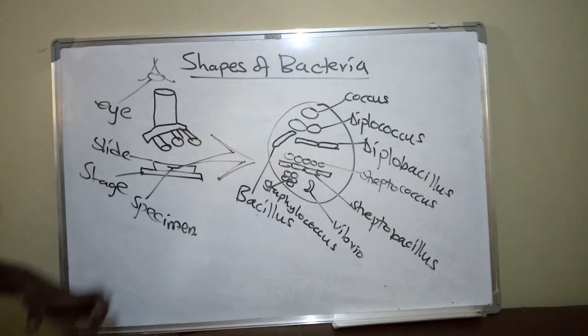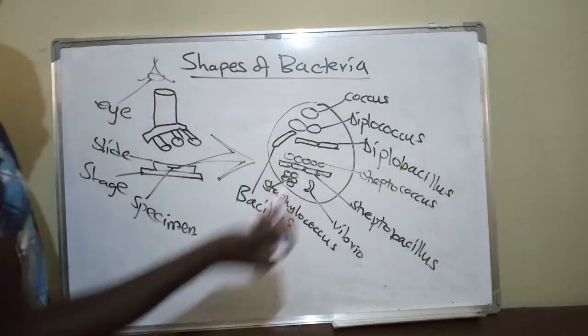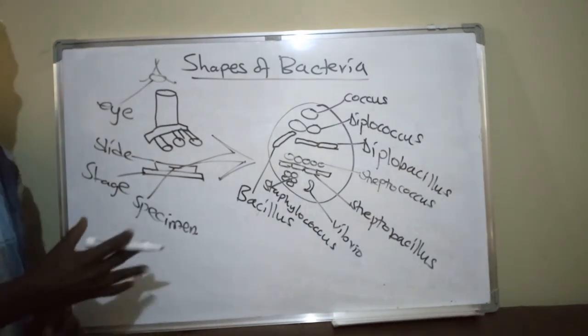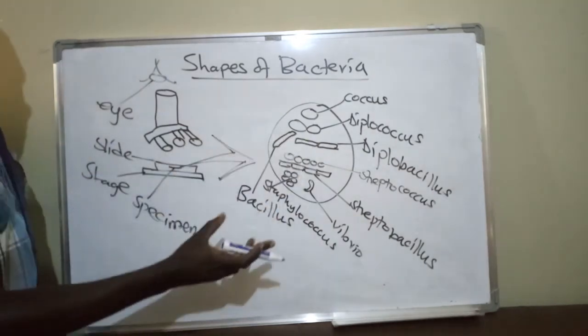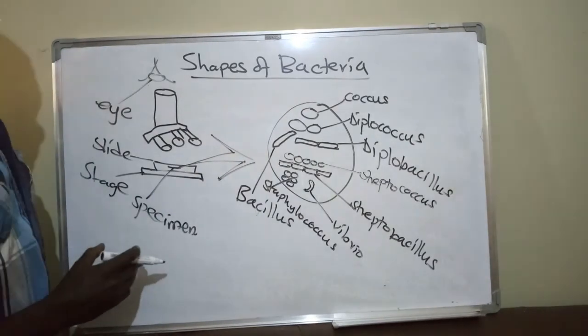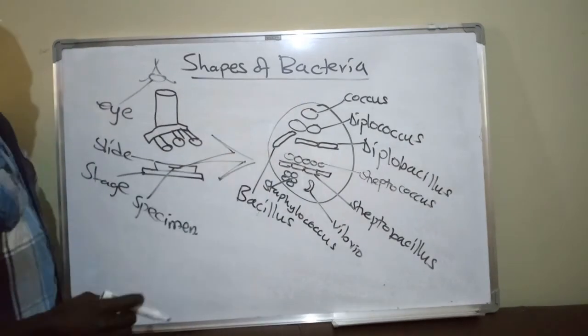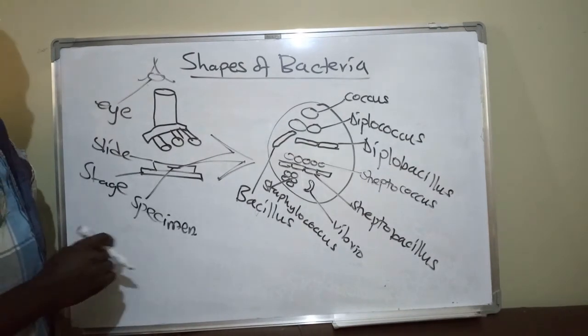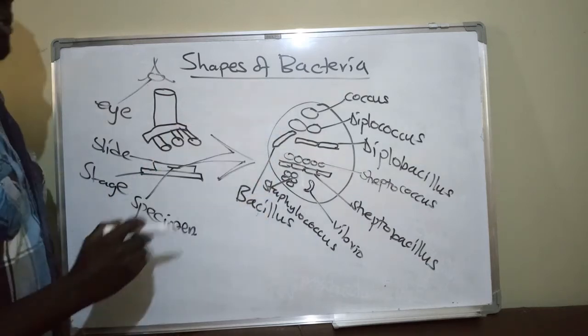So this is how they can appear. Remember that there are features that enable these bacteria to appear in these formats when viewed under the microscope. What enables them to appear like this is what we are going to look at next. However, before we go to that, we do have examples of each of these shapes.